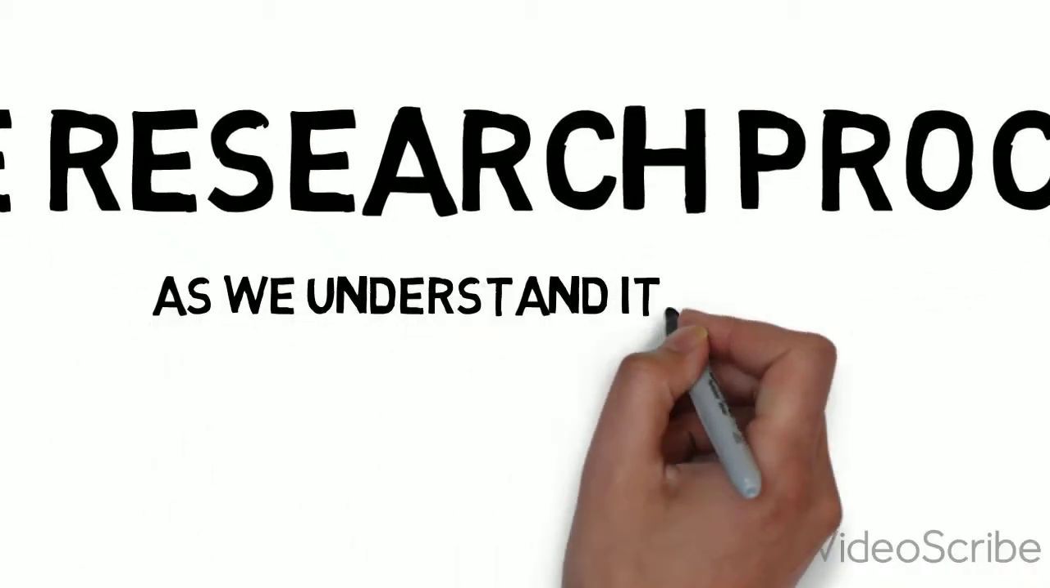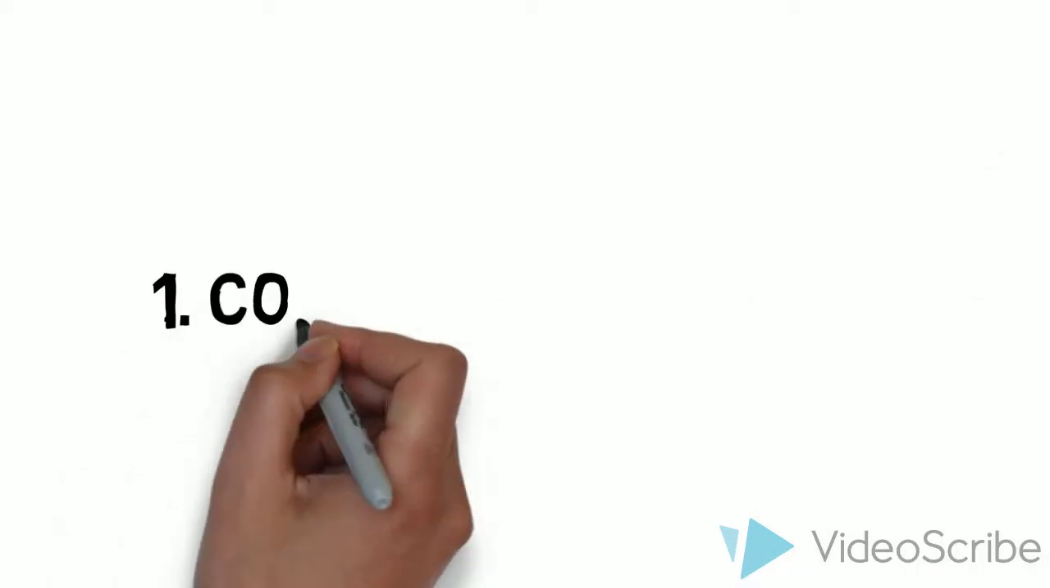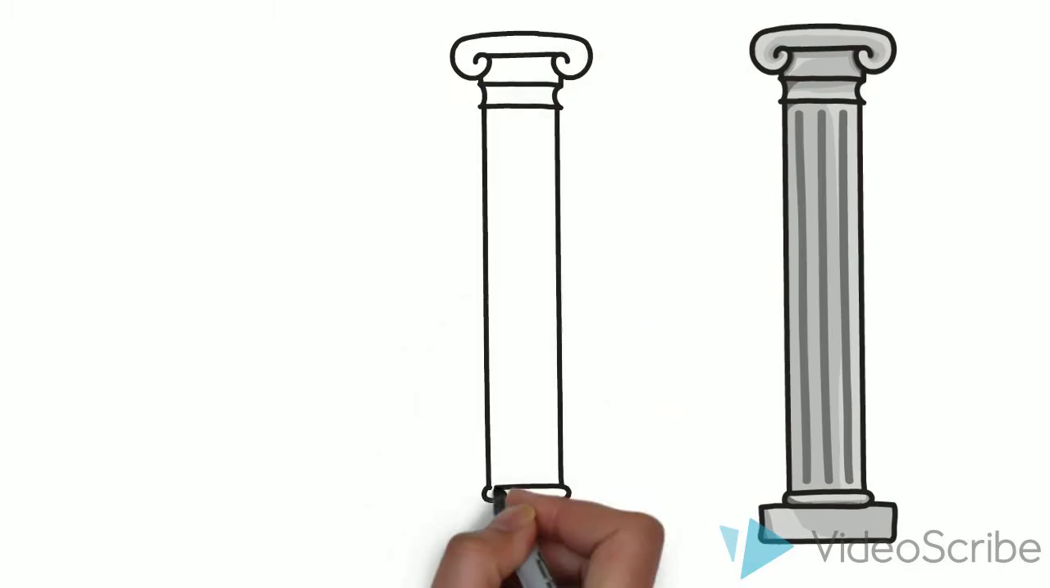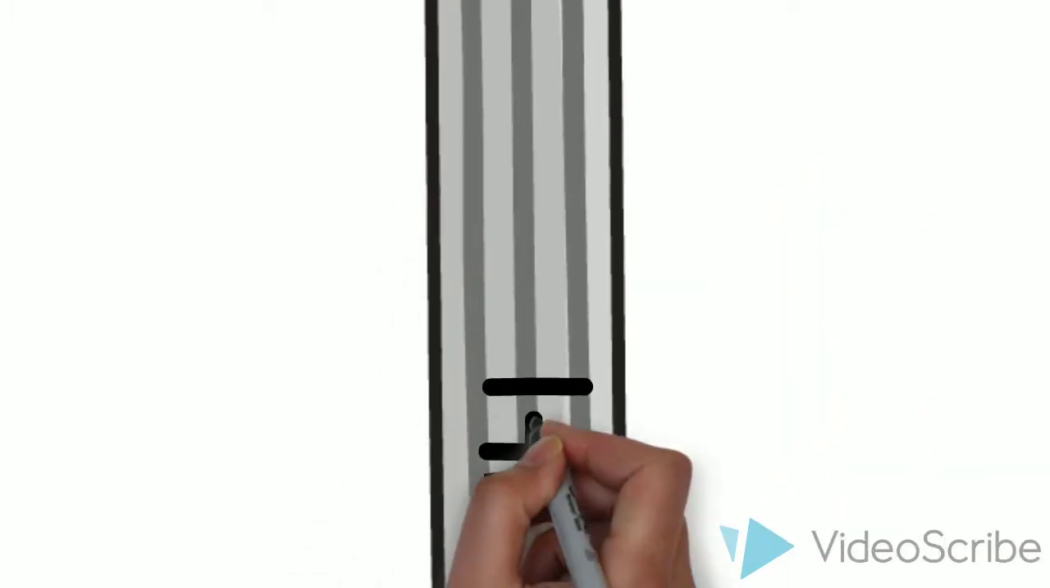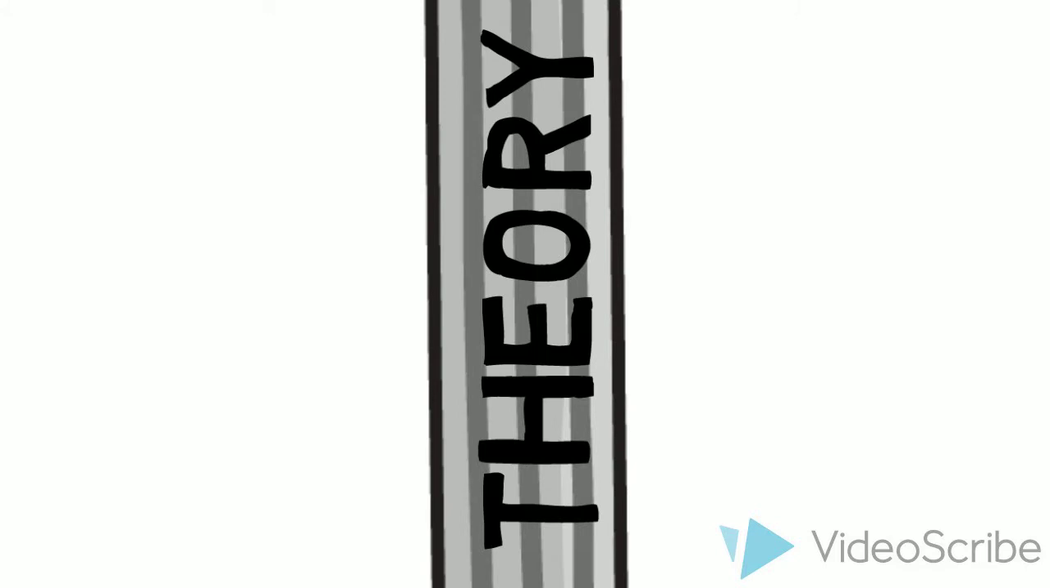The research process, as we understand it today. Step 1, conceptualization. We think there are 2 pillars of conceptualization. The first pillar, theory, what we use to help build our argument we plan on making.